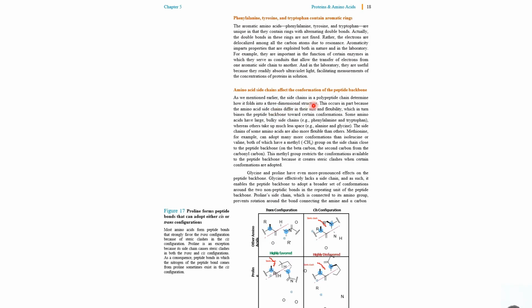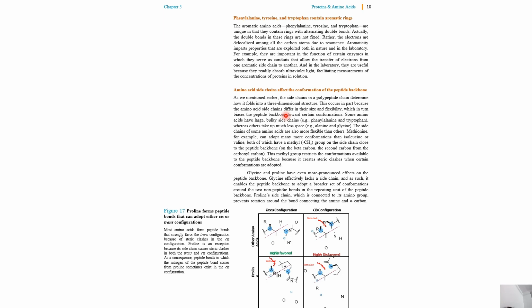Yes, so side chains in a polypeptide chain determine how it folds into three-dimensional structure. This occurs in part because the amino acid chains differ in their size and flexibility, which in turn biases the peptide backbone towards certain conformations.